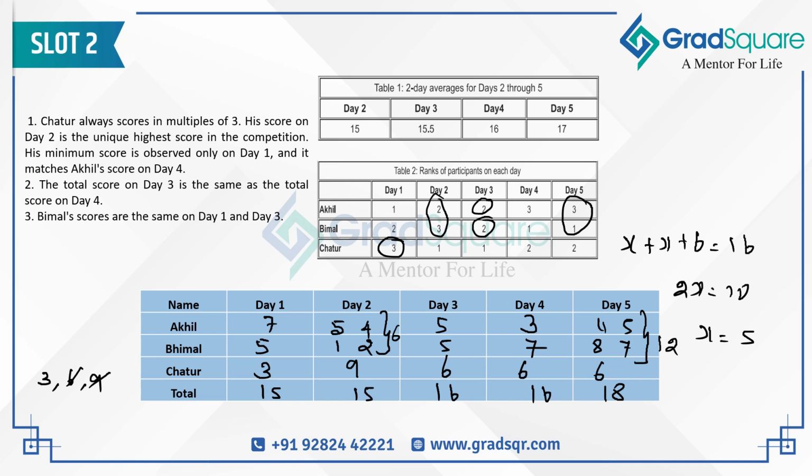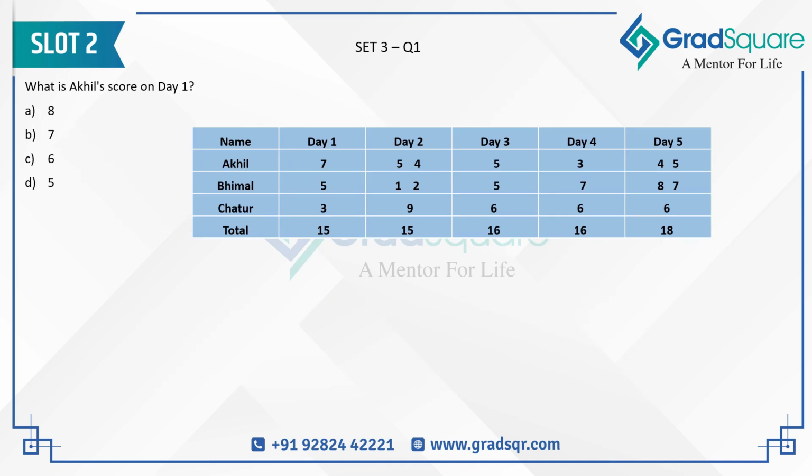And moving on to the questions. What is Akhil's score on day 1? Akhil's score on day 1, it is a straight answer, it is 7. So option B is the correct answer for the first question.